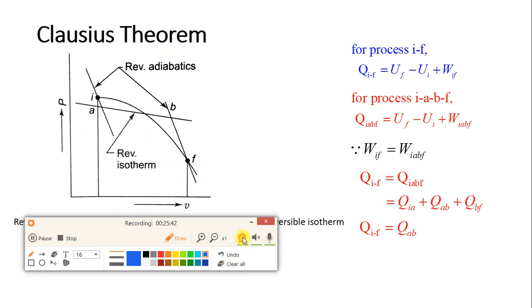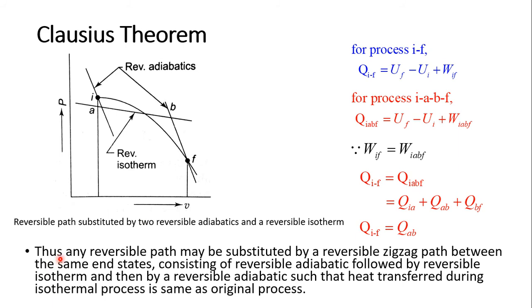This is a very important conclusion which we get from this analysis. So let me read the statement which I have written. Thus, any reversible path, meaning IF, may be substituted by a reversible zigzag path, IABF, between the same end states, I and F, consisting of a reversible adiabatic followed by a reversible isotherm and then by a reversible adiabatic again, such that heat transfer during the isothermal process, meaning AB, is the same as the original process, that is IF. This is a very important concept which we get from this analysis.